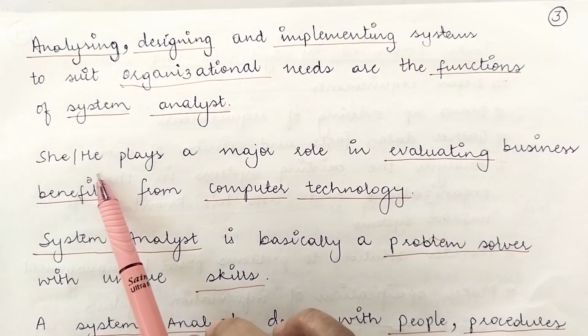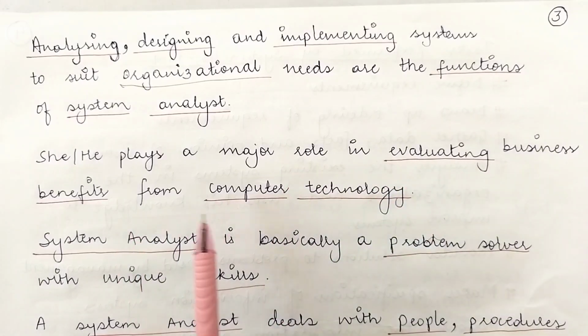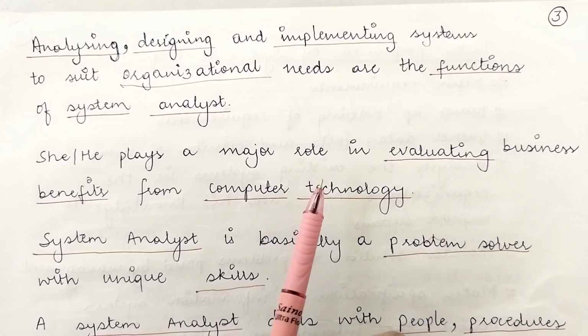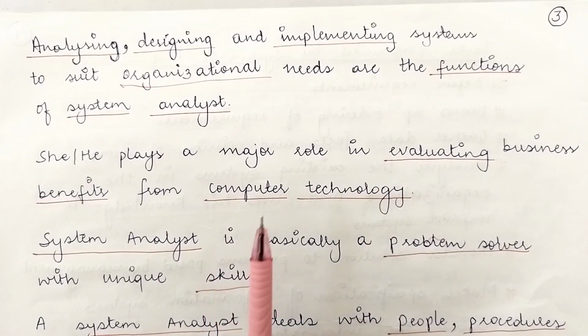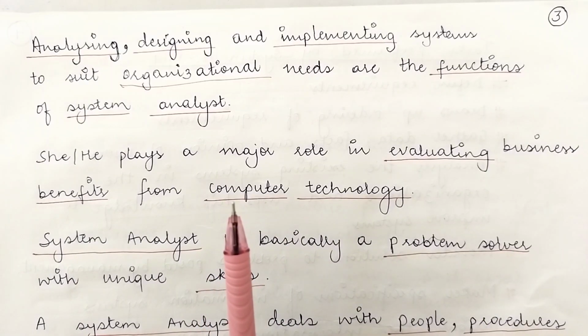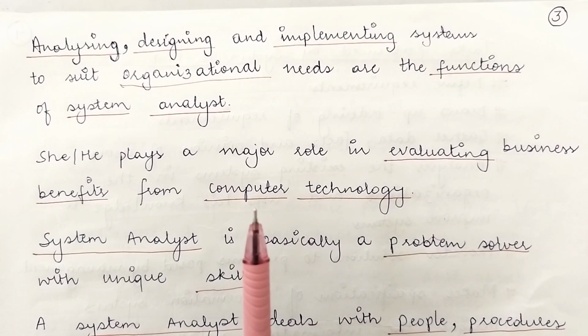A system analyst plays a major role in evaluating business benefits from computer technology. Another important role of a system analyst is evaluating the business benefits from computer technology. A client comes up with a demand for a new information system. Now the system analyst would analyze certain factors, like what are the problems that have forced the client to come up with a new system. He would analyze those problems. If he thinks that those problems are really big enough so that a new system must be developed, only then would he consider the development of a new system.